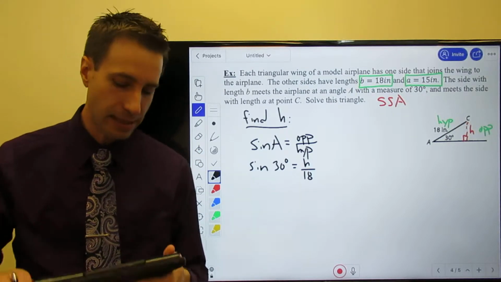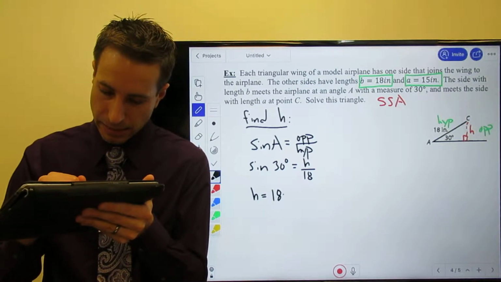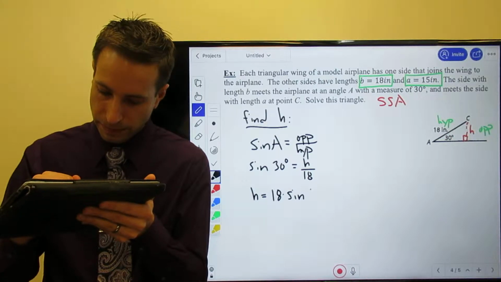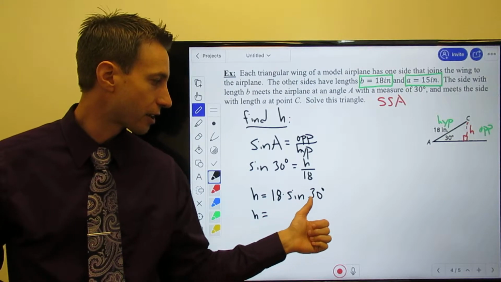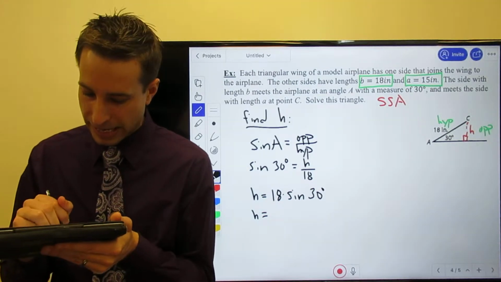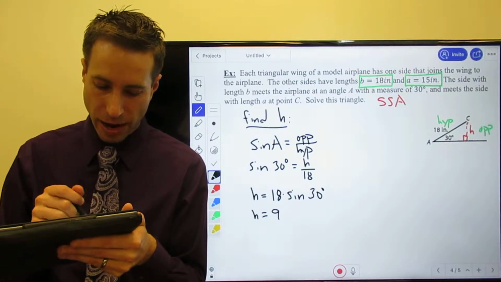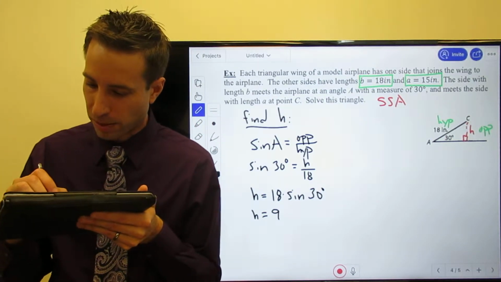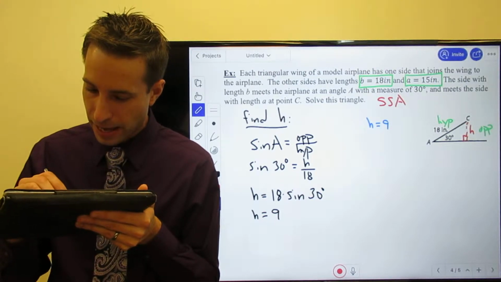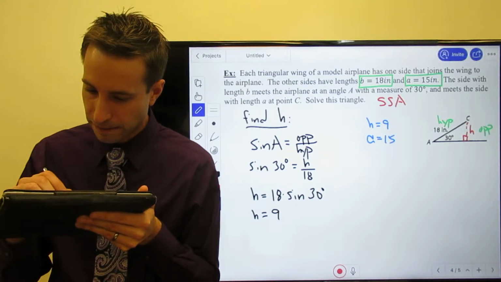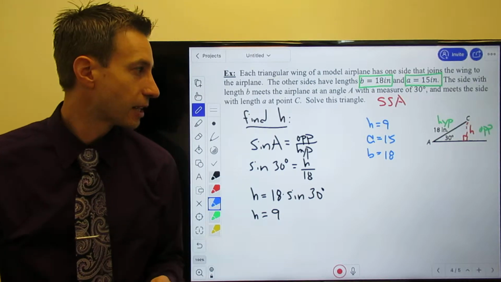Well, this is a pretty easy problem. We'll multiply the 18 to the other side, and we get H is equal to 18 times the sine of 30 degrees. All right, don't fat finger something on your calculator. Take the sine of 30 degrees, multiply by 18, and we wind up with H is equal to 9. So now we go ahead and figure out what's going on in this problem. Well, I know that H is equal to 9, A is equal to 15, and B is equal to 18. So let's take a look at what we've got.